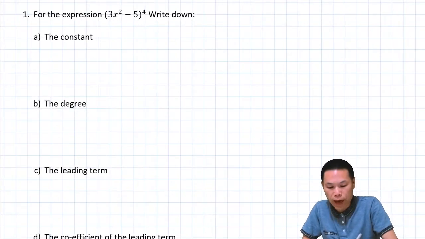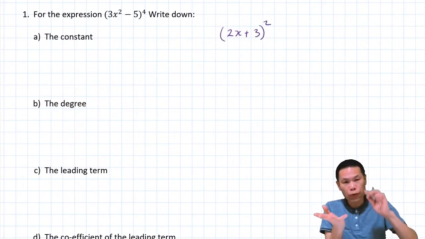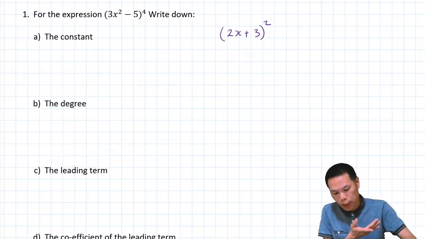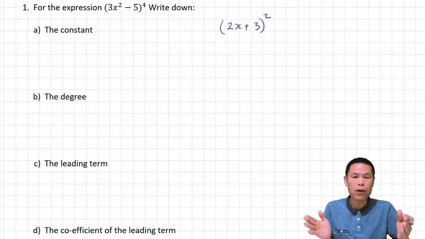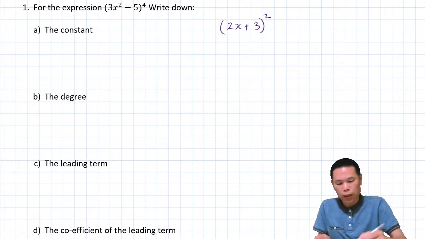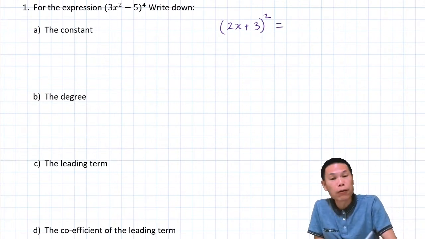So let's say we have (2x + 3) to the power of 2. To find the constant, the degree, the leading term, and the coefficient of the leading term, we expand it out and we answer the question. So let me expand this out first.